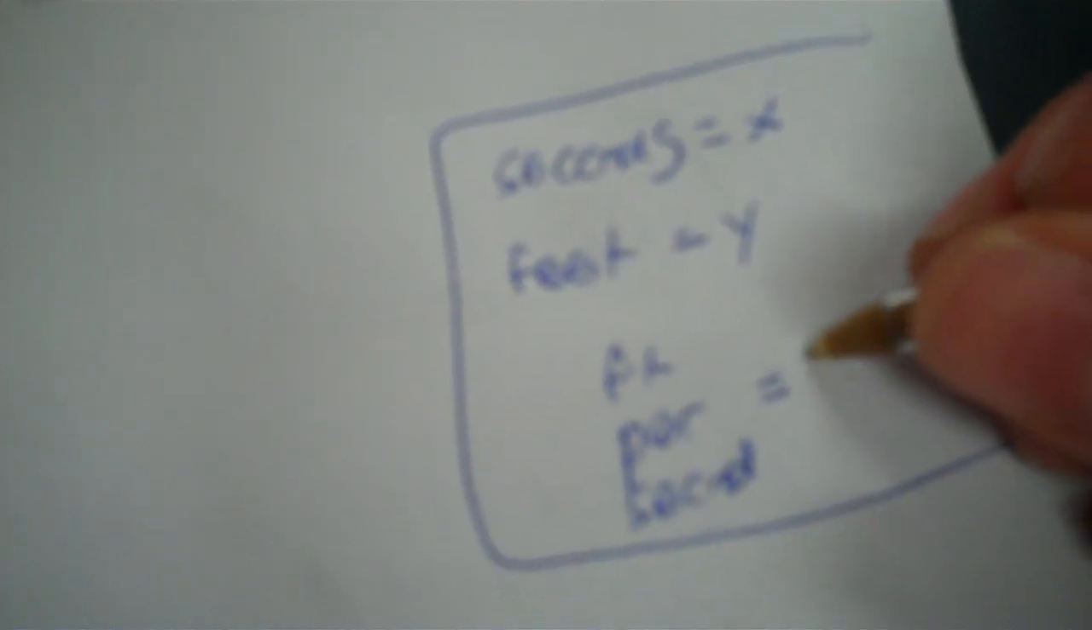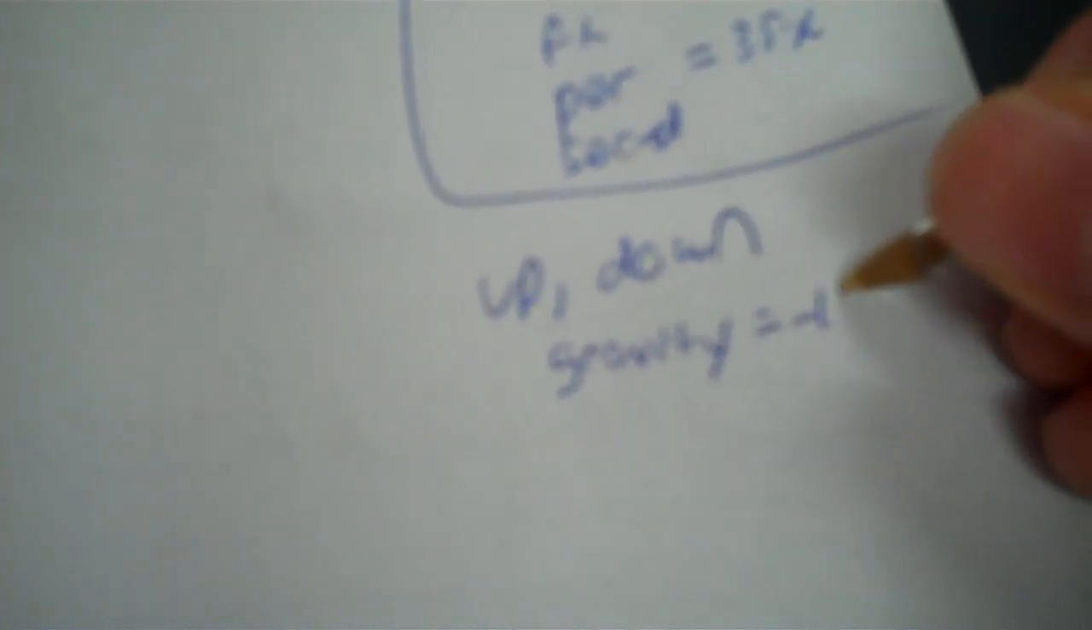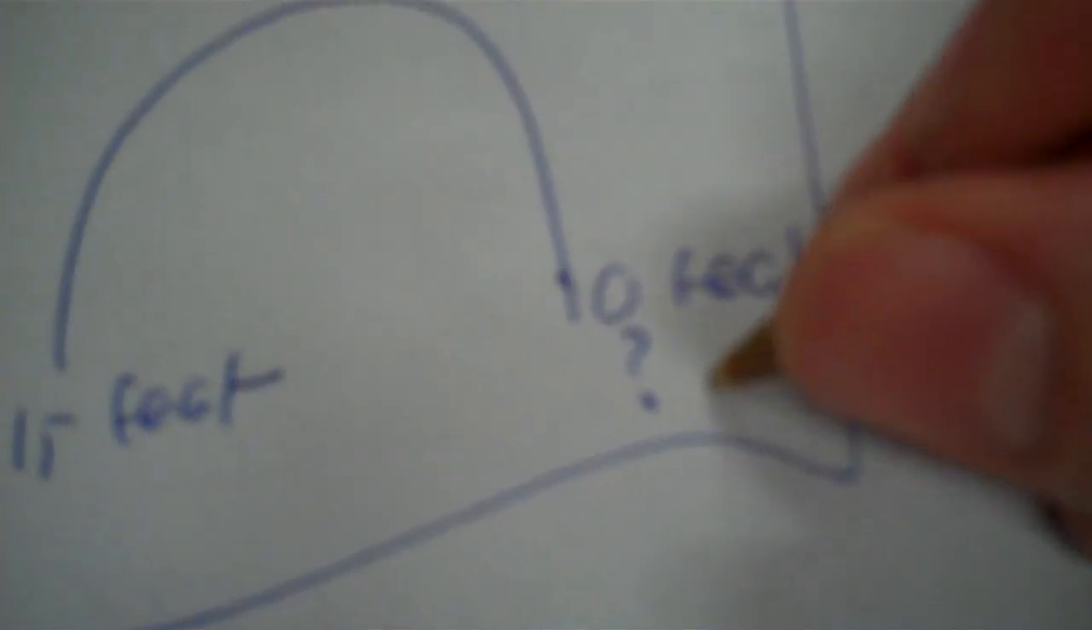The problem clearly states that it goes up at 35 feet per second initially, but then it's going to come back down. It's pulled up and down by the force of gravity, so negative 16x squared. It starts at 15 feet, and then it closes at 0 feet. Of course I put a question mark with the 0 feet, and I'm trying to find the number of seconds it takes to get to 0 feet.